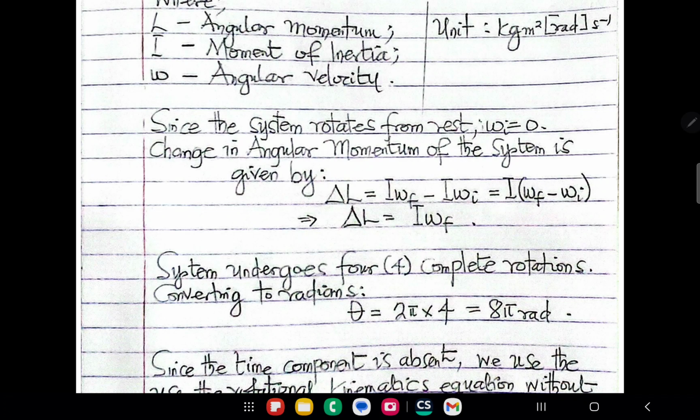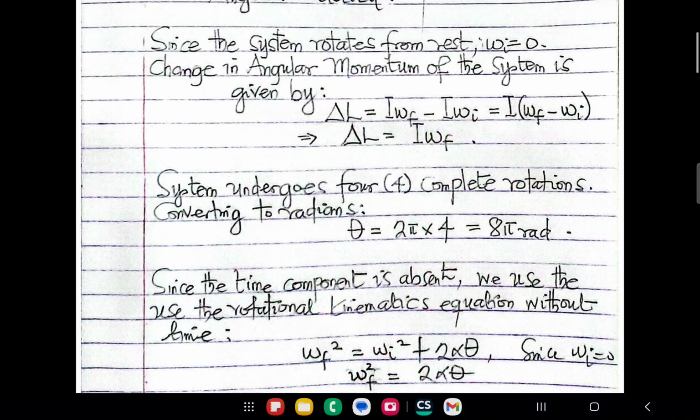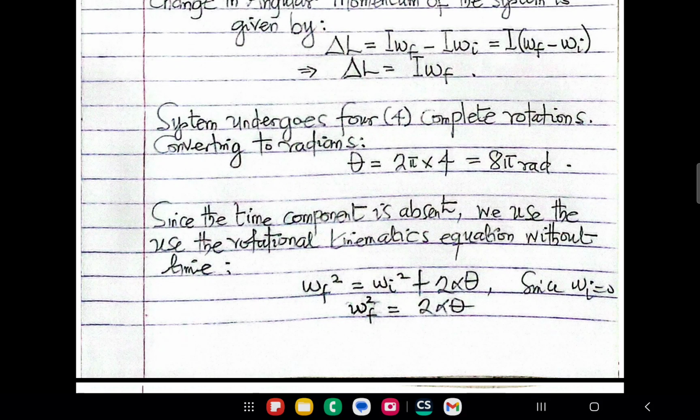Now also, the system undergoes 4 complete rotations. Now we have to change those rotations we are given into radians. So the angular displacement theta is given as 2 pi, which stands for 1 complete rotation, times 4, which is the number of times the rotation took place. So that gives us an answer of 8 pi rad.